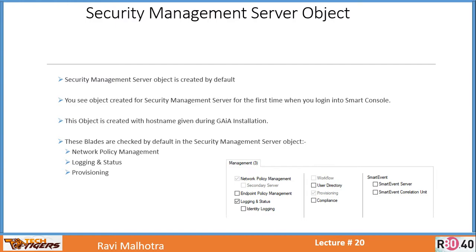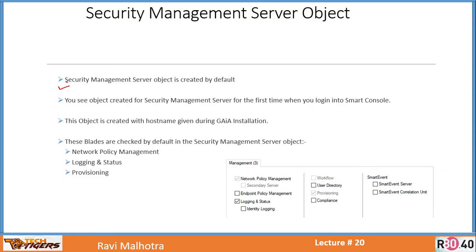The moment the security management server is created, and the moment you log in to the security management server using your SmartDashboard for the very first time, you will see that the object for the Smart Center server is created for you by default. You do not need to create that object. This object is already there, with the IP address and with the blades enabled. This security management server object is created by default, and it will be shown with the host name that you configured during the GAiA installation.